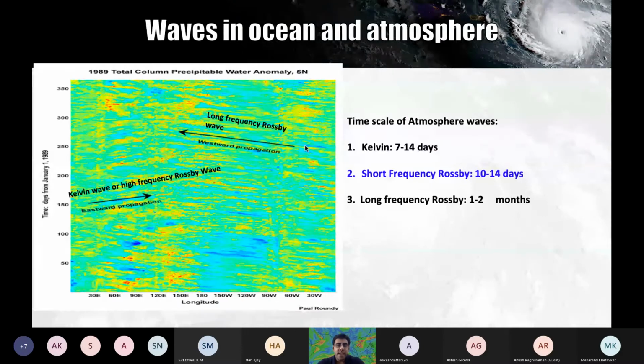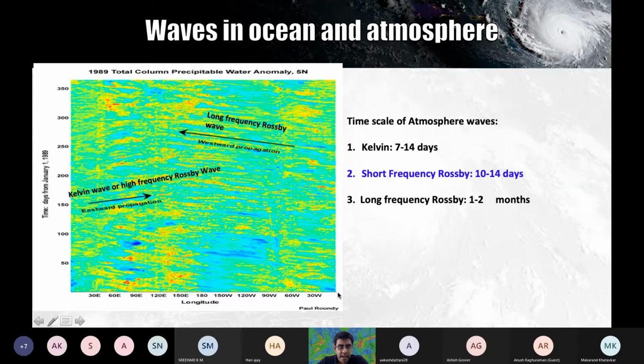Okay, so timescales of atmospheric waves. Now I'm coming back to the atmosphere. Kelvin wave, like I said, is a short-lived wave. It is only for 7 to 14 days. Whereas Rossby waves live for 10 to 14 days. In Rossby waves also we have different types. We have short frequency, we have long frequency, and long frequency Rossby waves can linger around for a month or 2 months. Okay, so this is the eastward propagating Kelvin wave which you are seeing.